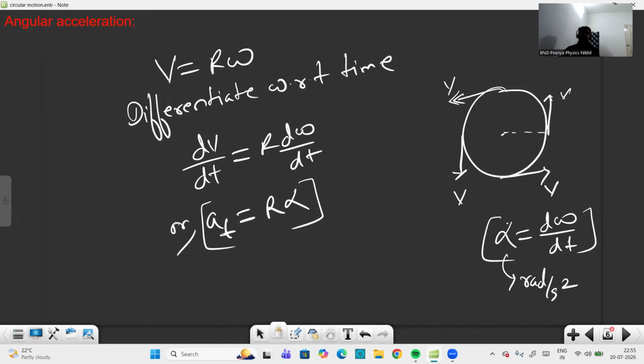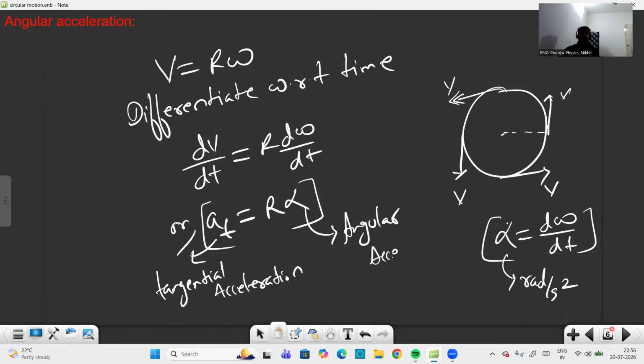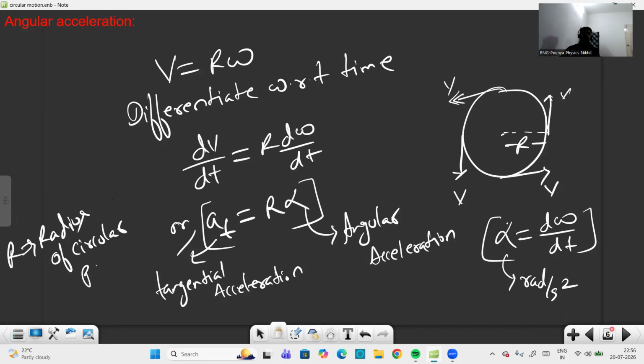So this is the relation between tangential acceleration and alpha, the angular acceleration. Correct. So this is the tangential acceleration, and alpha is the angular acceleration. The relation between them is a t equals r alpha. r is the radius of the circle in which the object is moving, the radius of a circular path. Correct.